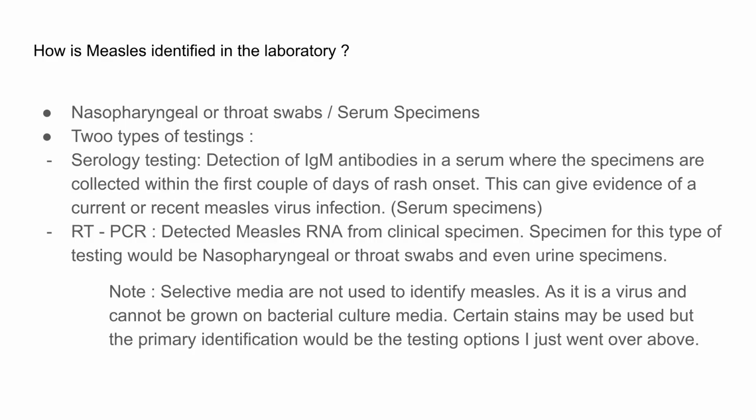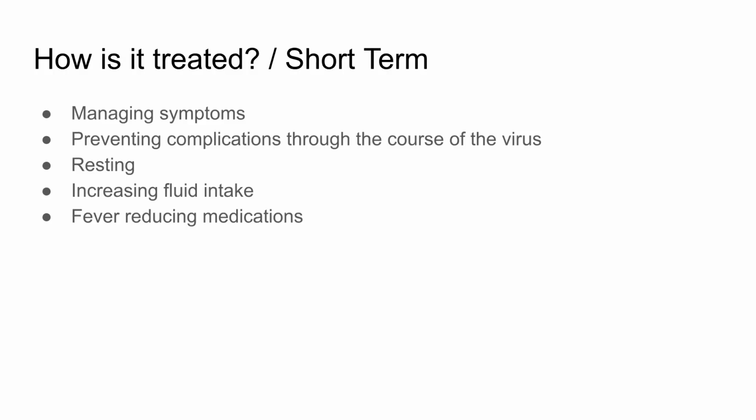I do have a note at the bottom here that selective media are not used to identify measles because measles is a virus and it cannot grow on a bacterial culture media. However, certain stains may be used, but the primary identification, again, as stated before, would be the two options listed above, the serology testing and the real-time PCR.